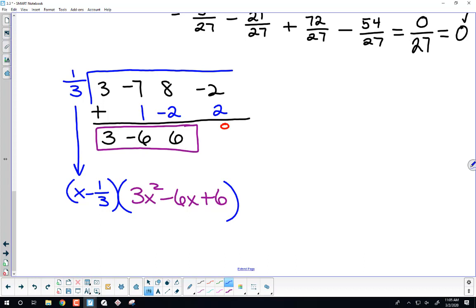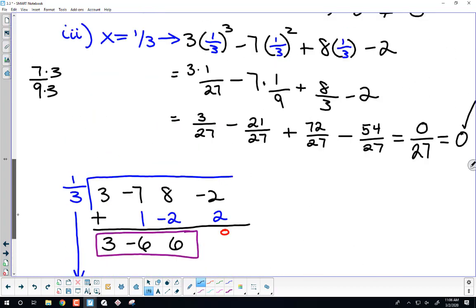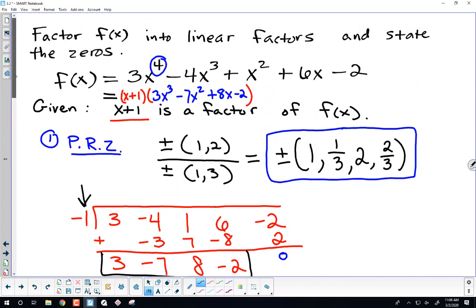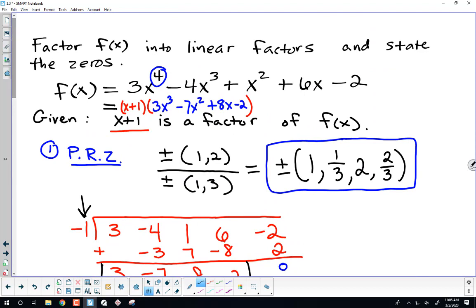So remember, this isn't the original thing factored, right? That's not the original 3x to the 4th function factored. This is how part of that factors, because this is our 3x cubed minus our 7x squared plus 8x minus 2. And now we'll plug that into the quadratic formula. But before we do that, let's go back up to the very beginning, because what we have now is a factored version of the 3x cubed. Is everybody okay with where we're at?